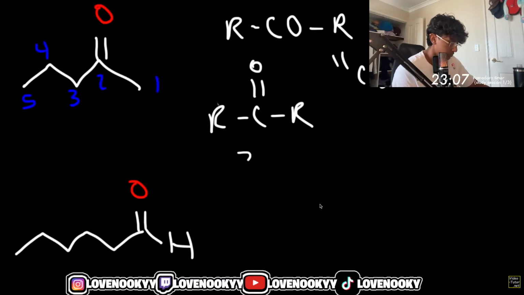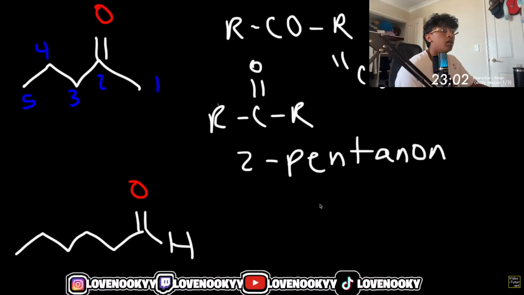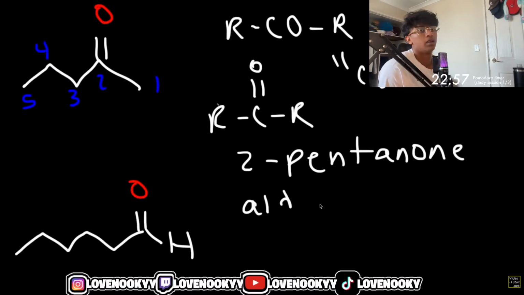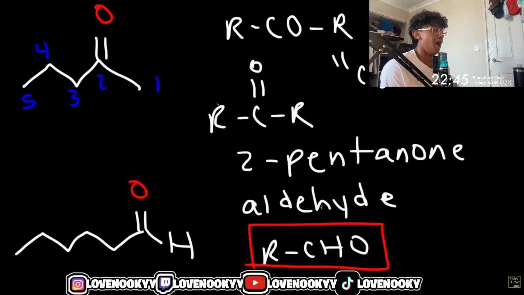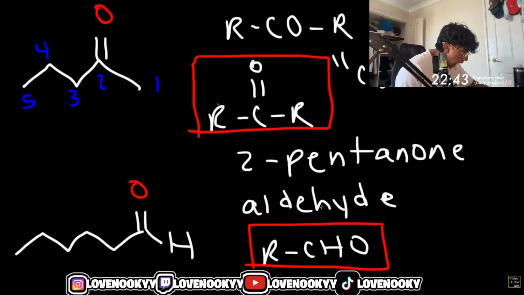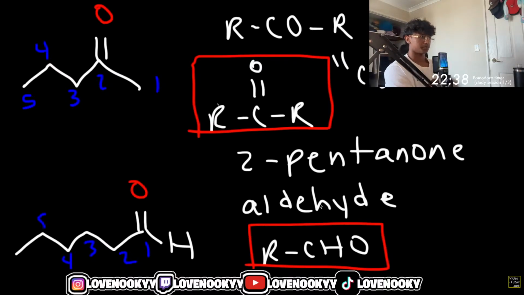So that ketone is called 2-pentanone. On the bottom, we have an aldehyde. And if you see this RCHO, that's the functional group for an aldehyde. And this is for a ketone. So this particular aldehyde has a total of 6 carbon atoms. And the aldehyde functional group will always be at the end.